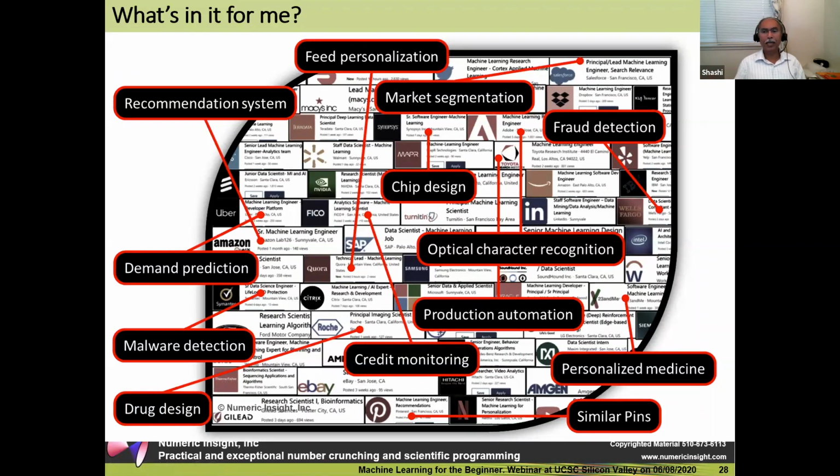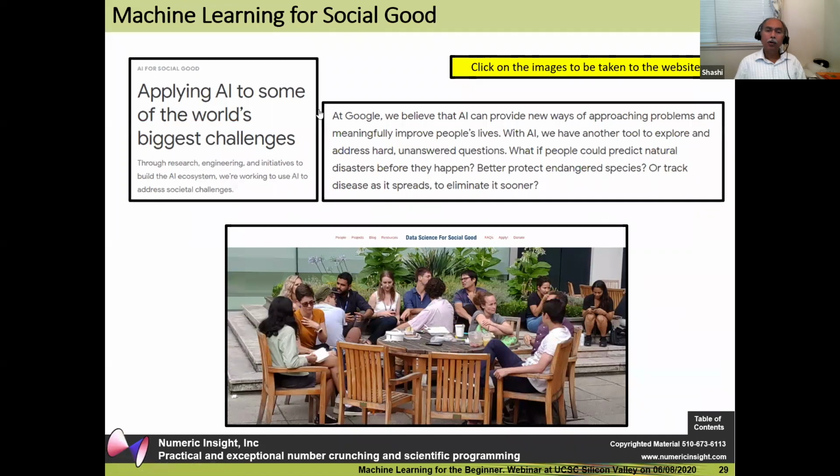What's in it for you? Yes, all this wonderful stuff is in it for you, unless you're already enjoying this. I also want to, in this time that we find ourselves in, talk about machine learning for social good. Google and some other companies have been at the forefront of applying machine learning for social good. I'm not going to spend too much time on this, but you can click on these images to be taken to the websites where you can learn about opportunities to use machine learning in very meaningful projects, to elevate society.